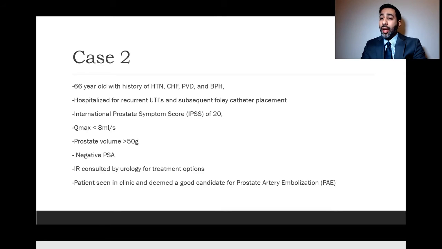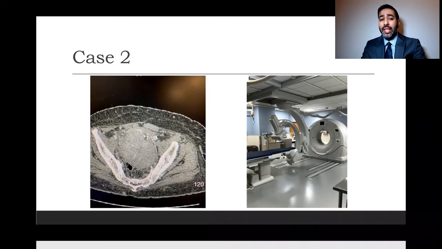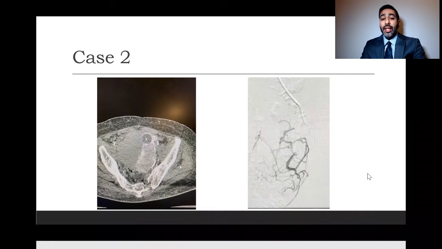Deemed the patient a good candidate for prostate artery embolization, so we go ahead and schedule him in our hybrid room. This is the pre-procedure CT demonstrating markedly enlarged prostate gland. Had a good idea what the vessels looked like, and we get him set up in our angio suite here. And so we get to work and we select the left prostatic artery, and we have questions.